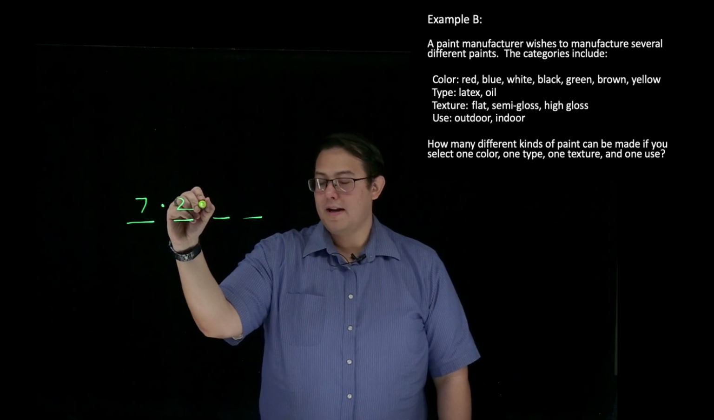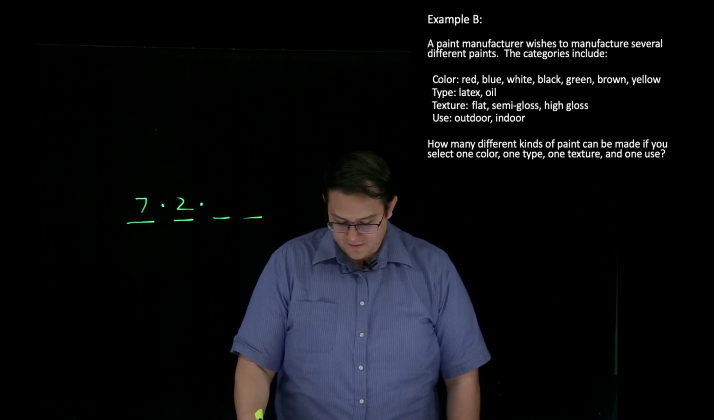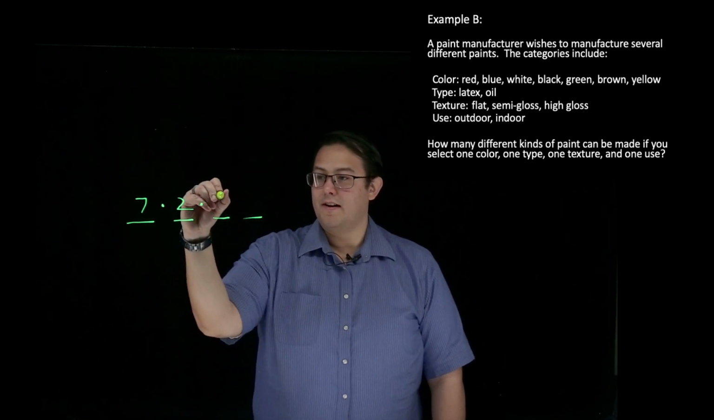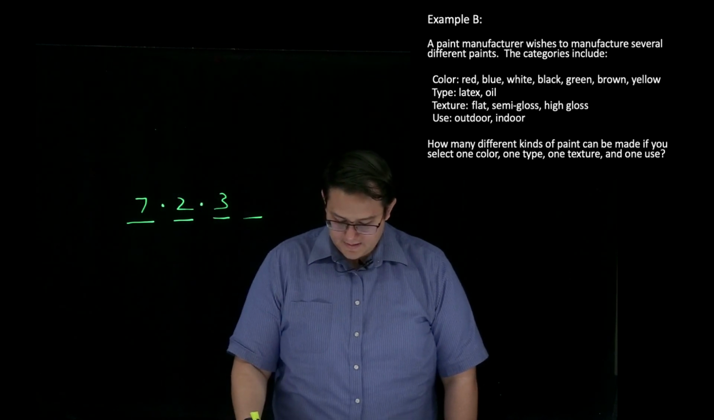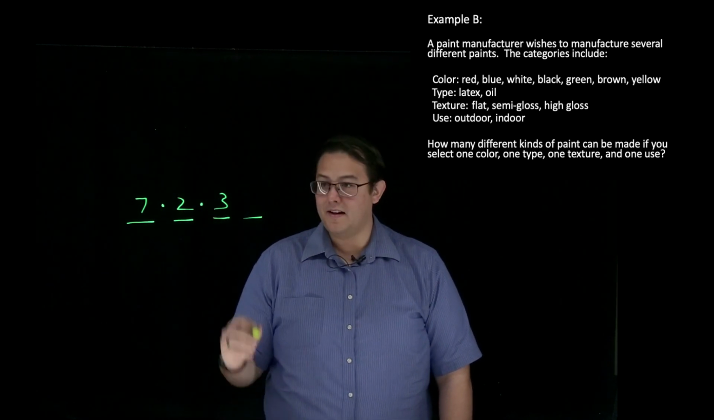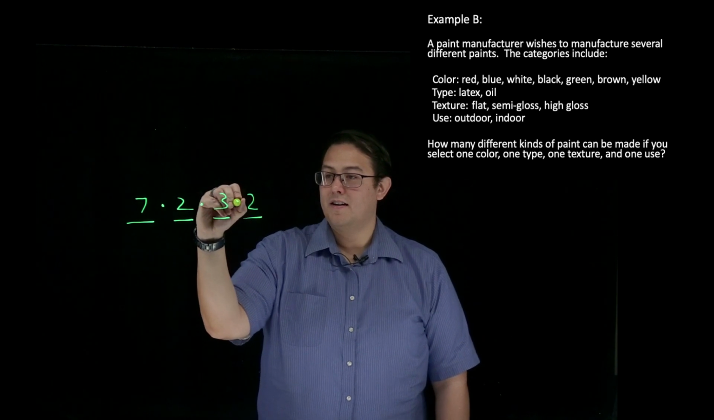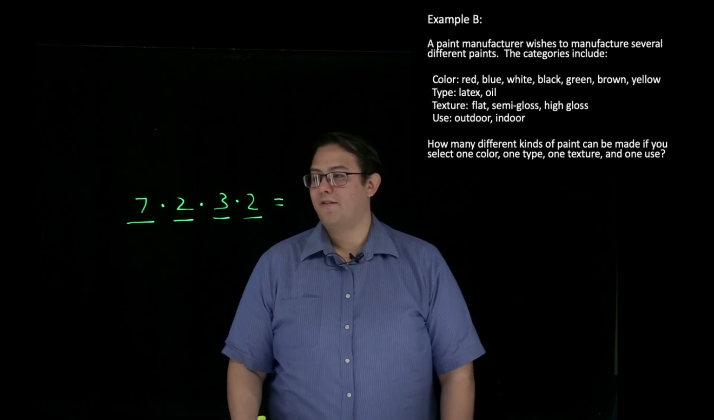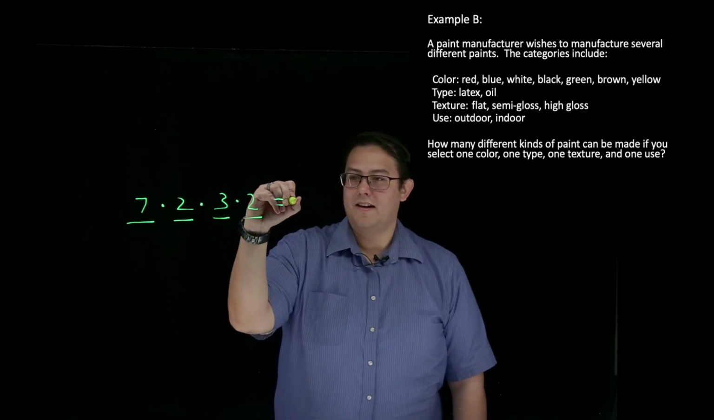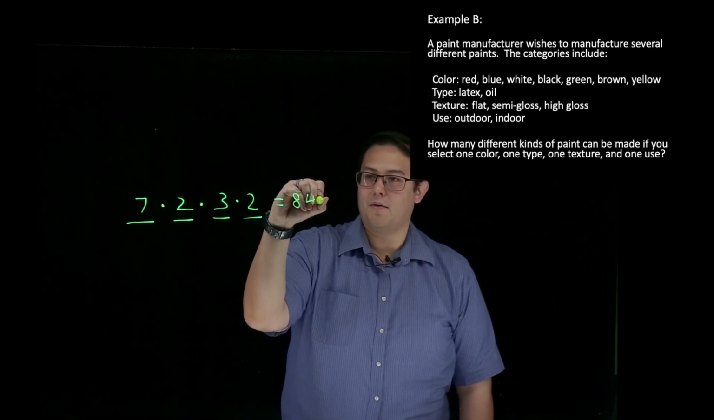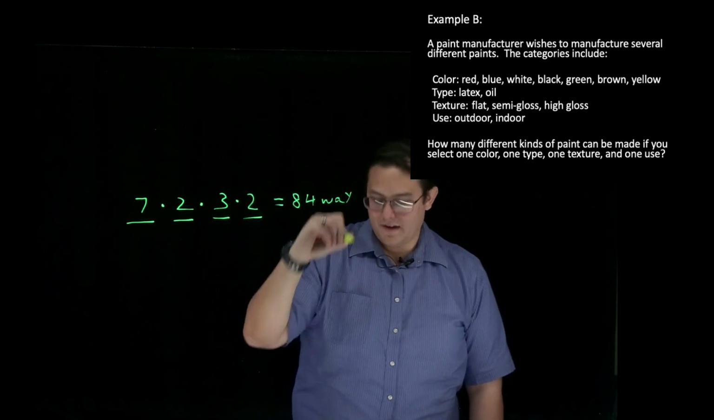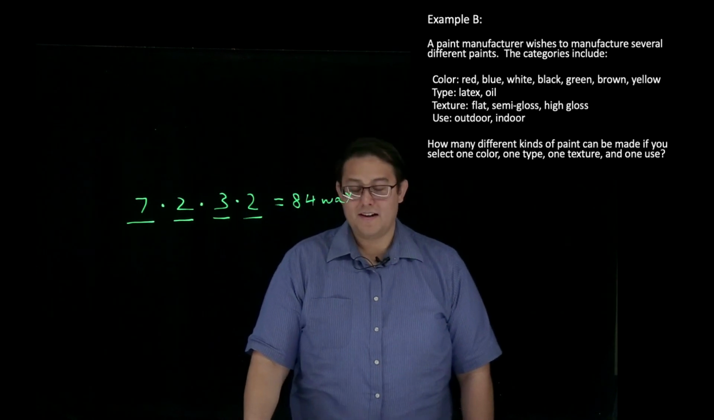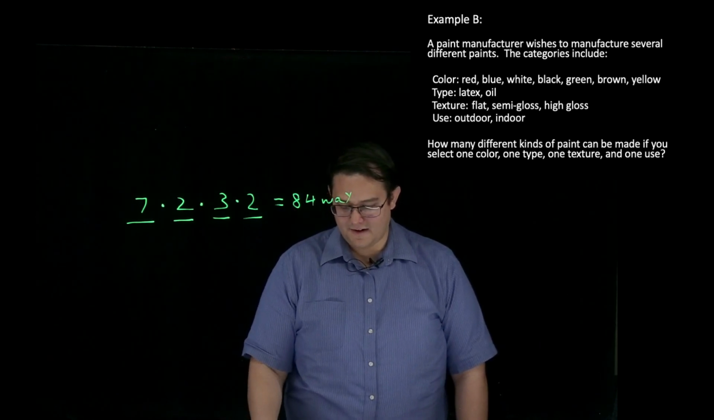And then we multiply by the number of textures, which are 3. So we have 3 different textures. And then the use is going to be 2, the indoor, outdoor. And then if you use your calculator and multiply this, we get 84. So we get 84 ways. So there's 84 different ways to make different paints with these categories.